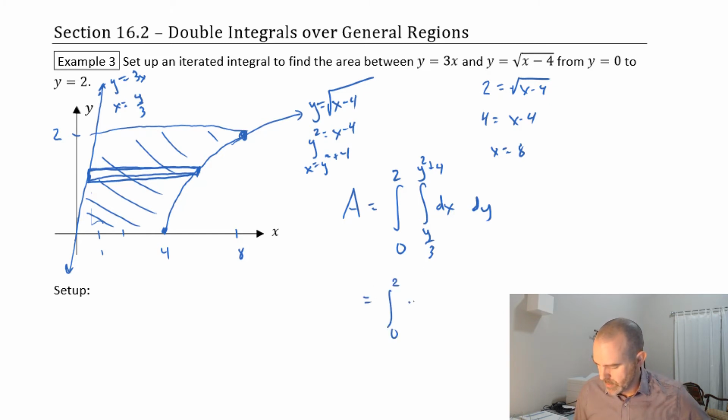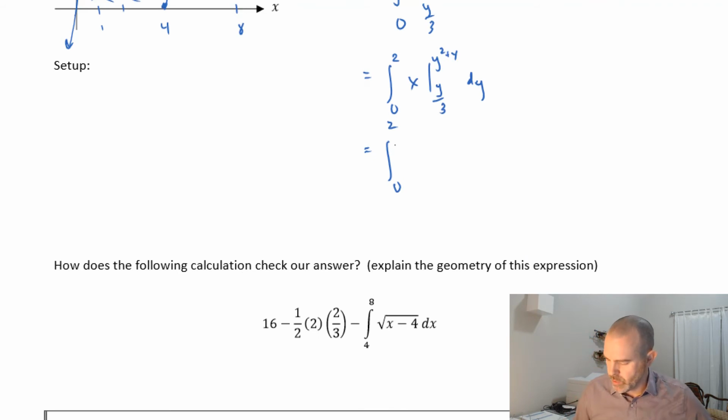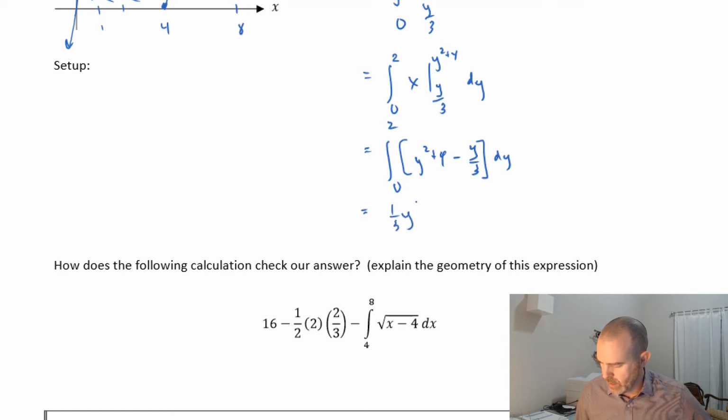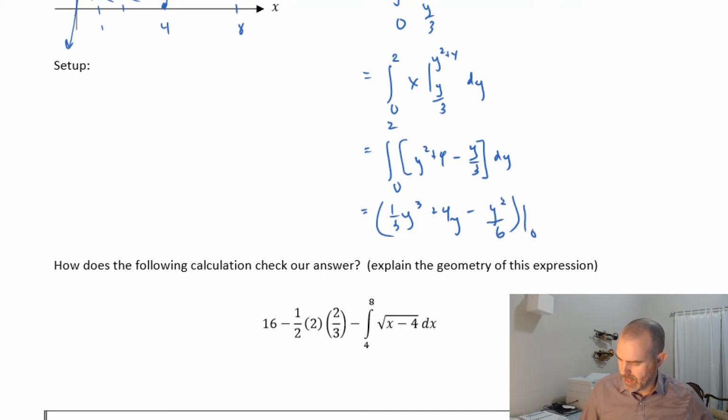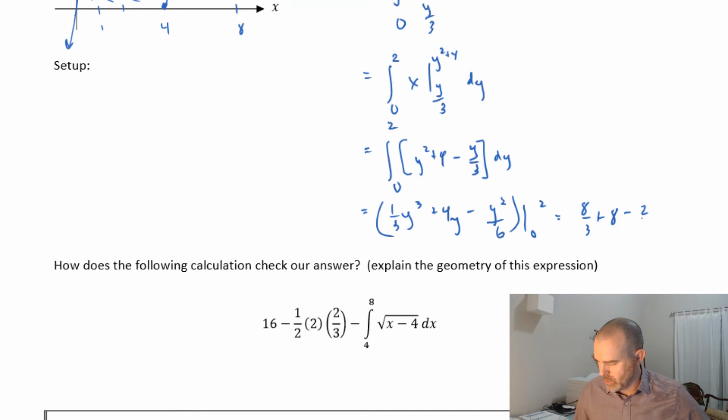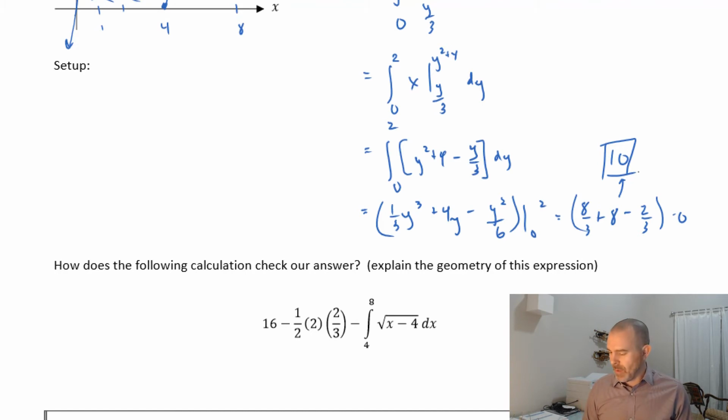Okay, we integrate from 0 to 2. The integral of this is x from y over 3 up to y squared plus 4, and we're integrating that dy. So the integral from 0 to 2 of y squared plus 4 minus y over 3 dy. That gives 1/3 y cubed plus 4y minus y squared over 6, evaluated from 0 to 2. So 8/3 plus 8 minus 4/6, so minus 2/3. We have to plug in 0, but they happen to all be 0 here. That won't always be the case. This is actually kind of convenient because 8/3 minus 2/3 is 6/3, which is 2, plus 8 will be 10. So that will be that particular area.